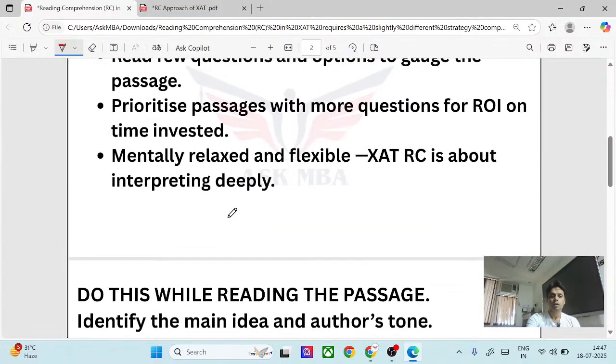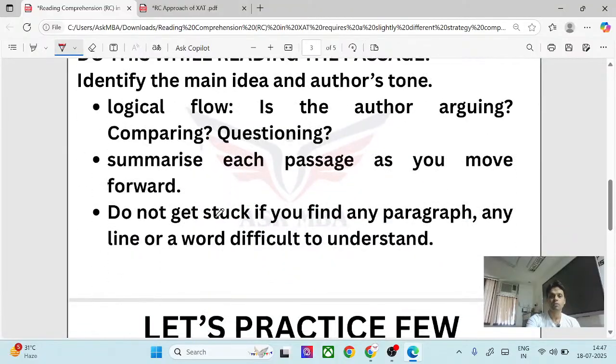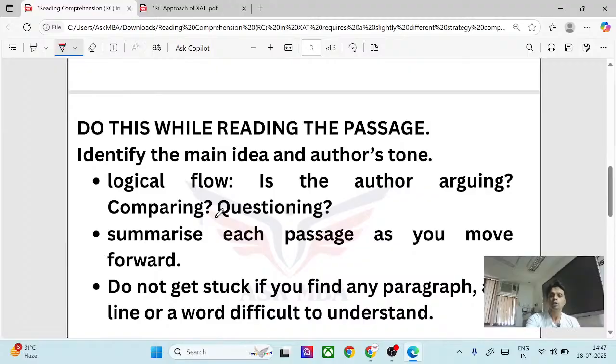Now I hope you got it. Now let's try to solve this passage, but while reading the passage, now this is the second thing, before we practice, do this while reading the passage. Identify the main idea and the author's tone. Logical flow: is the author arguing, comparing, or questioning? You need to understand the logical flow. Whether the passage is about some argument, whether the author is comparing a few things, or maybe the passage is questioning a belief which is in existence.